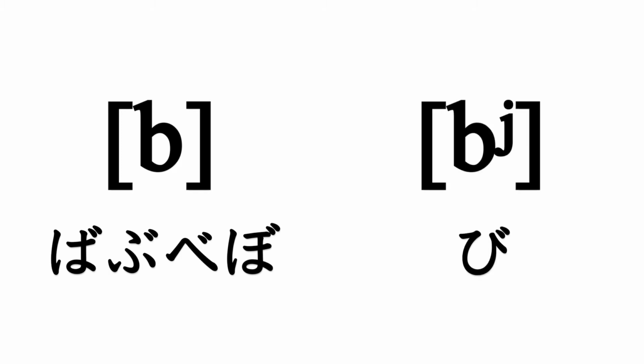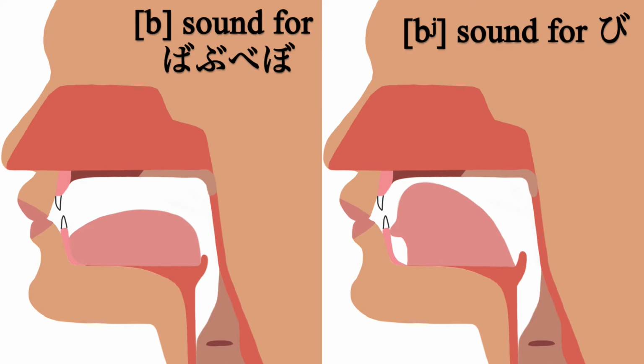By the way, what's the difference between the B sound as in ba, bu, be, bo, and the B sound as in bi? When the consonants are followed by the i vowel, the tongue position changes. In this case, you make the tongue position of the i vowel while you make the B consonant.